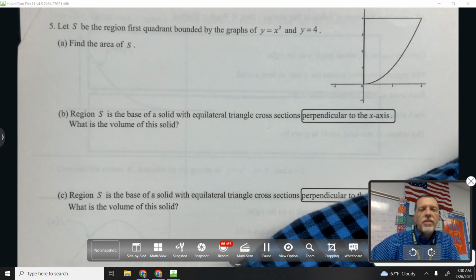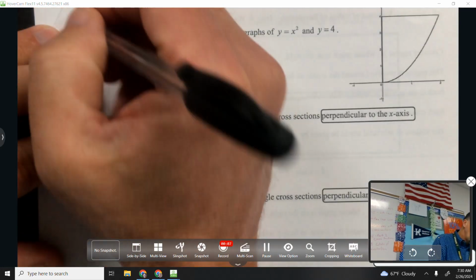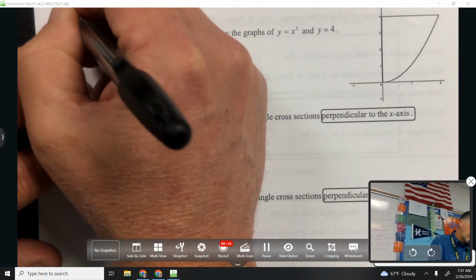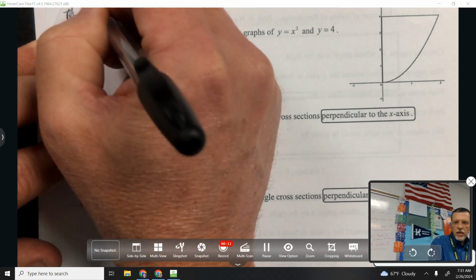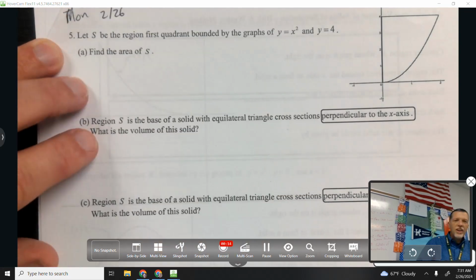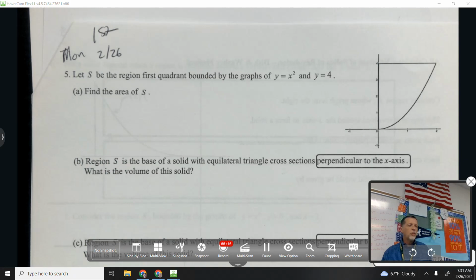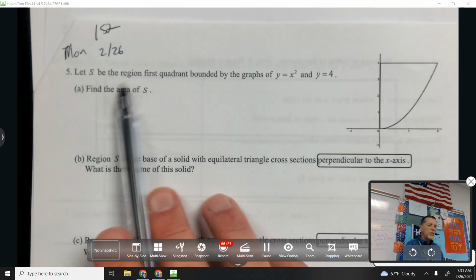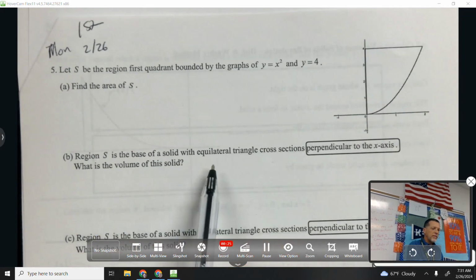All right, so continuation of volumes by cross-section. So this is Monday the 26th. So it's still sort of day 2 of nodes, but it's day 2, part 2. So is that really day 3? I don't know. Whatever. We're picking up where we left off at number 5.